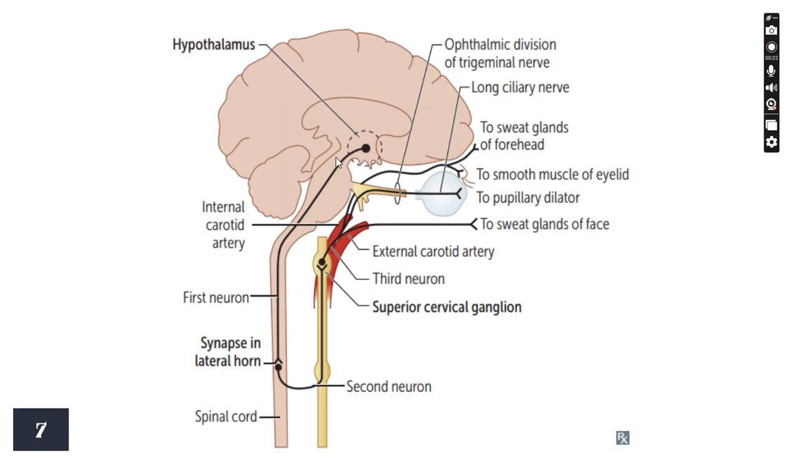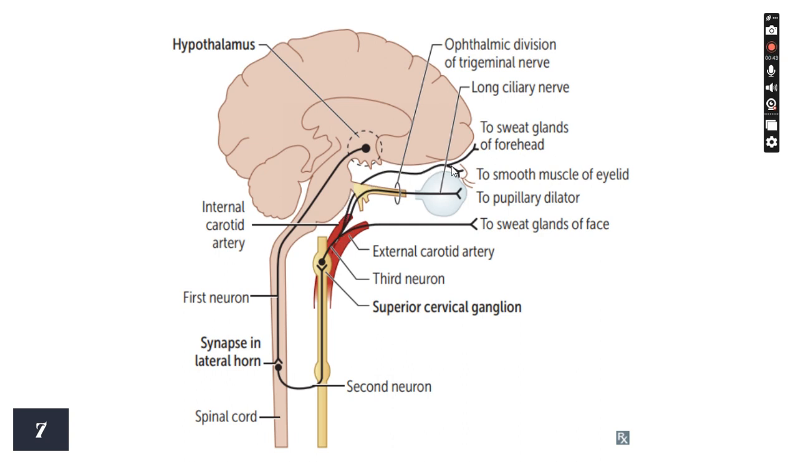Actually, it starts from the hypothalamus. This is the first order neuron, and there's a synapse in the lateral horn of the spinal cord. Here we have the second order neuron, and it just ascends in the sympathetic chain until it reaches the superior cervical ganglion. Here we have the third order neuron, which divides into three divisions.